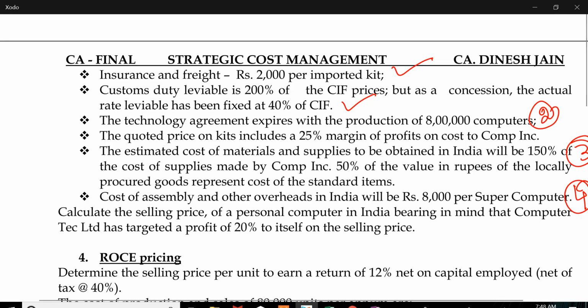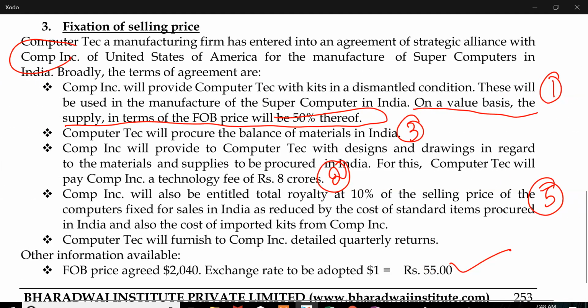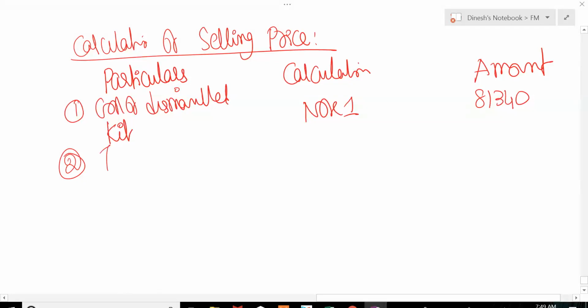My second expense, technology fee. Per computer, what is the technology fee? Read it and let me know. For a single computer, what will be the technology fee?